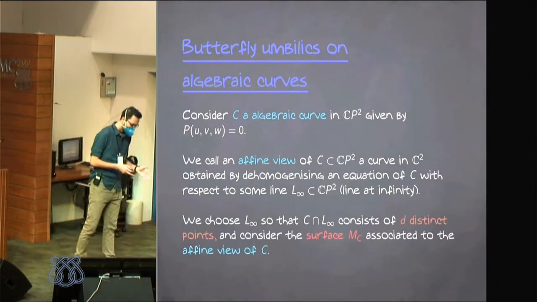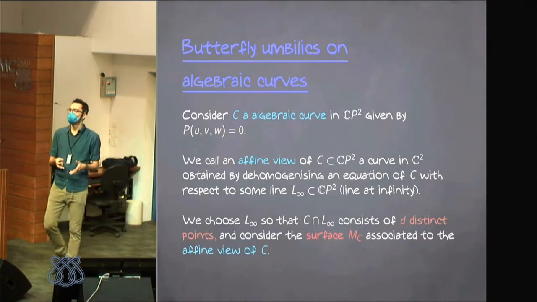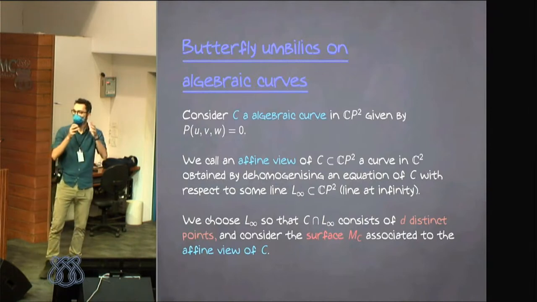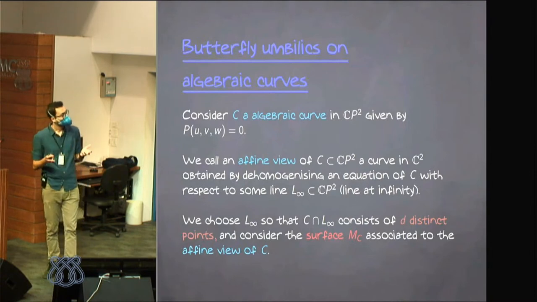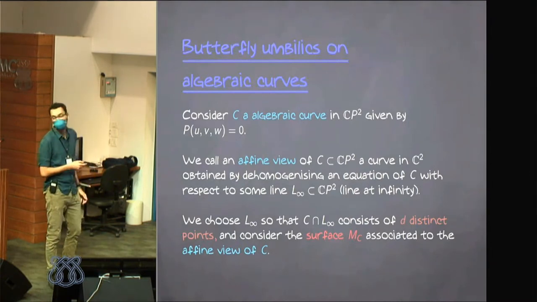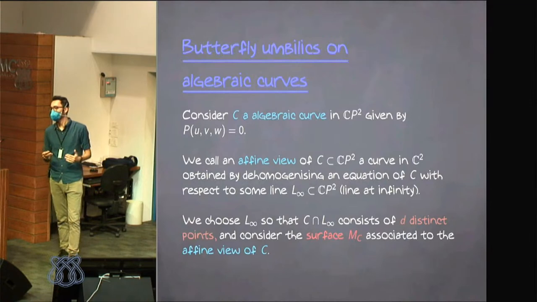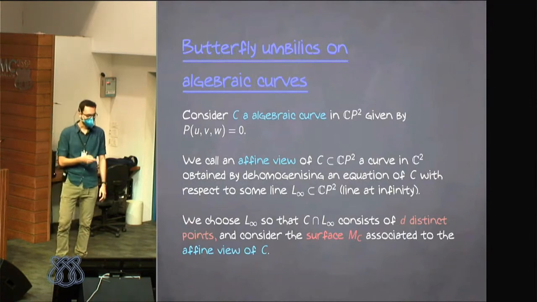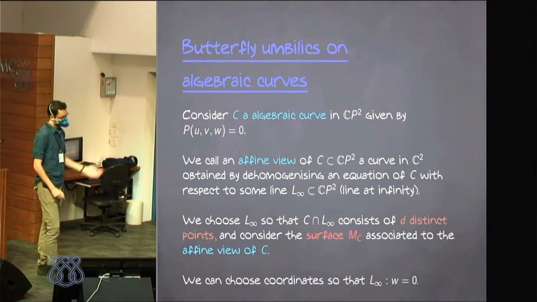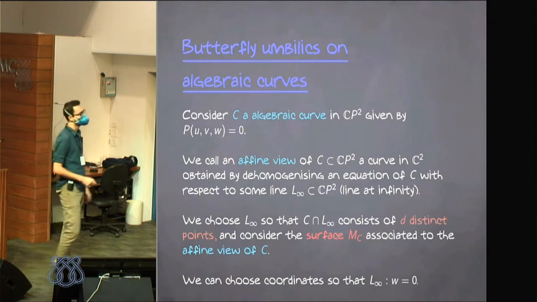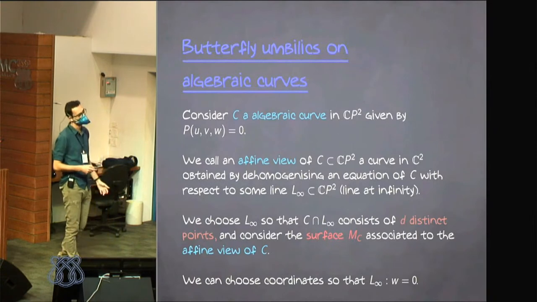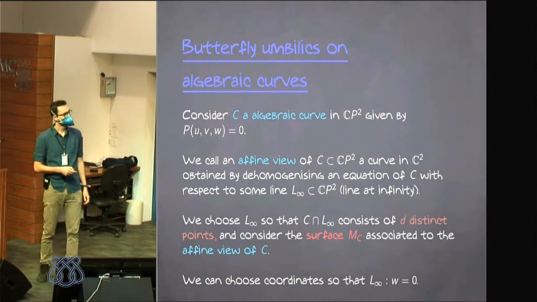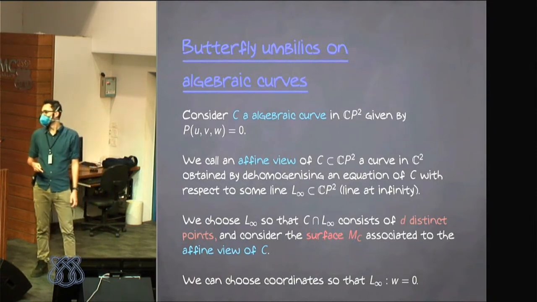Now, after we look at the affine view of the curve, we associate the Riemann surface to this view. And here, only for calculation, a change of coordinates is possible, so we can consider our line at infinity given by W equals 0.